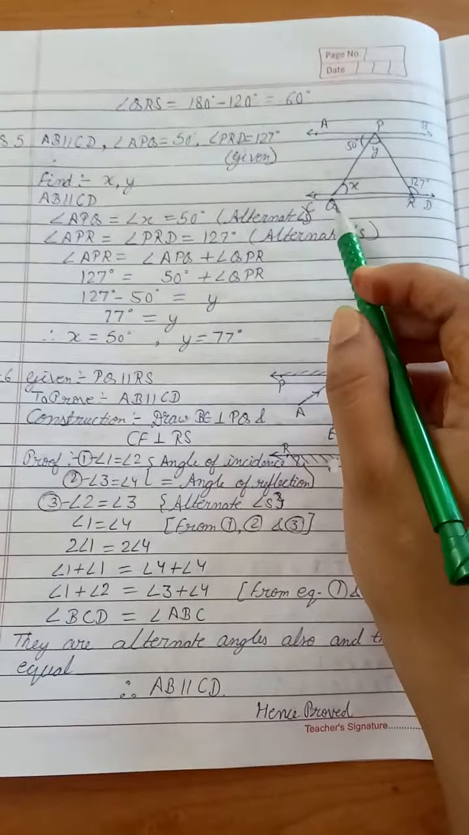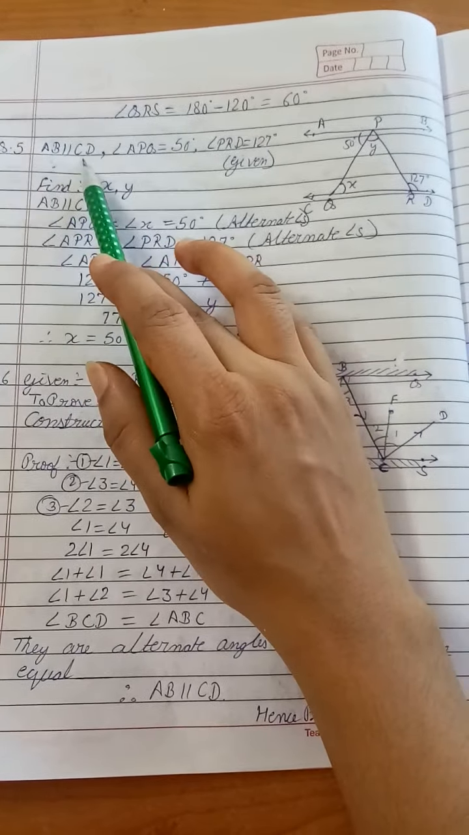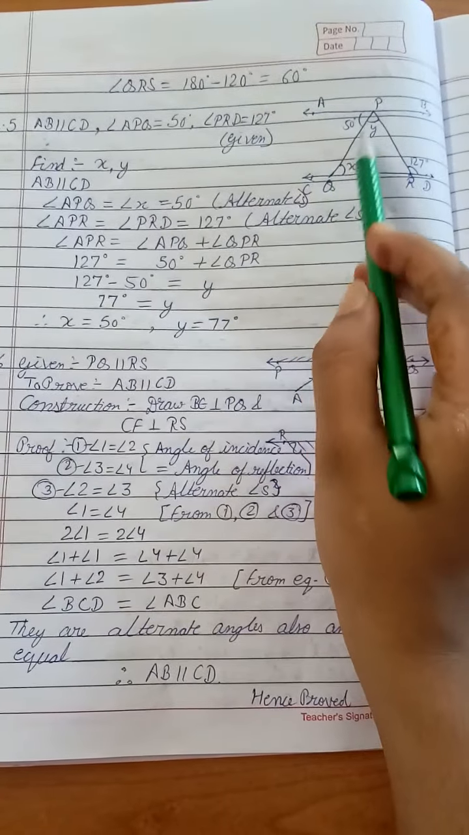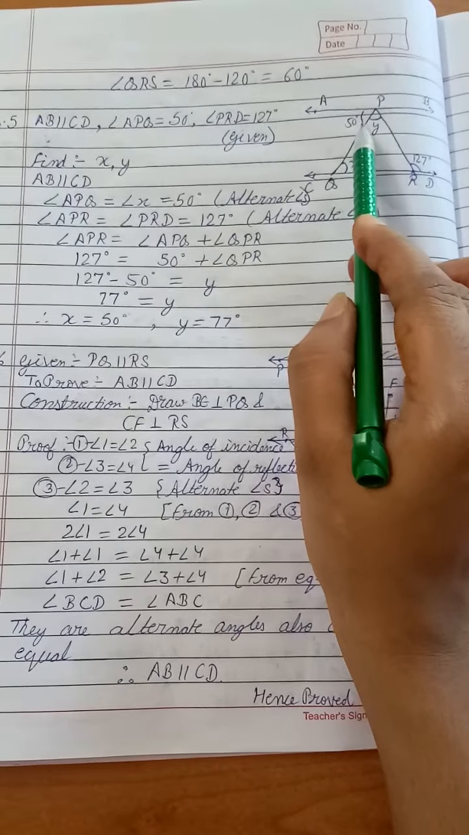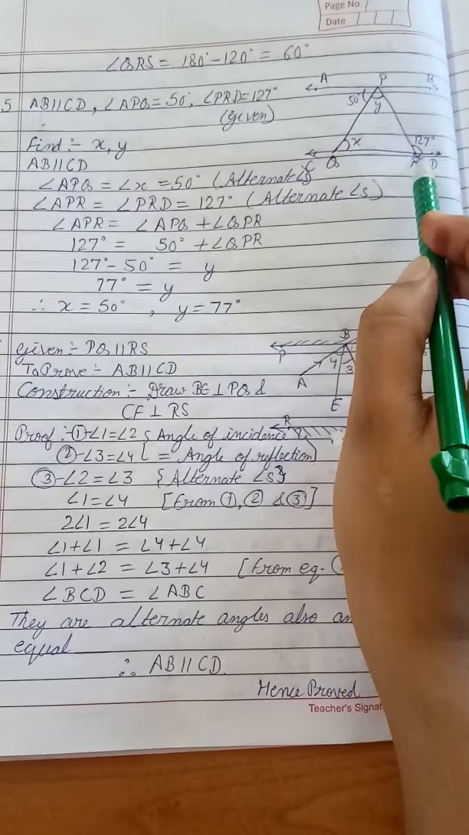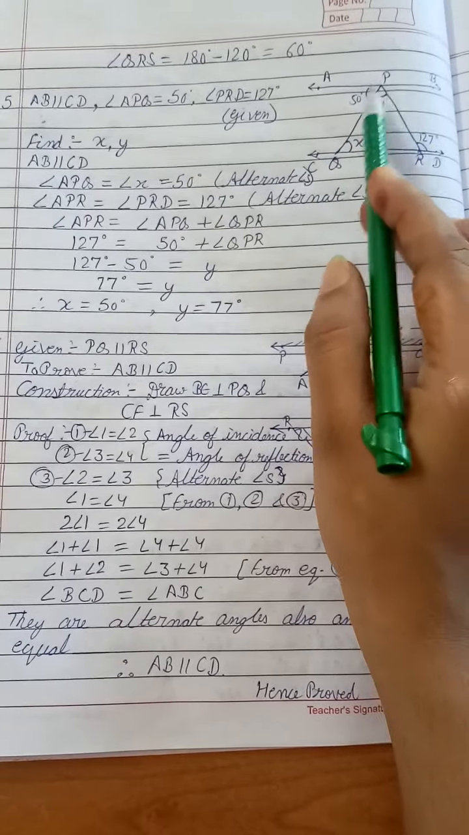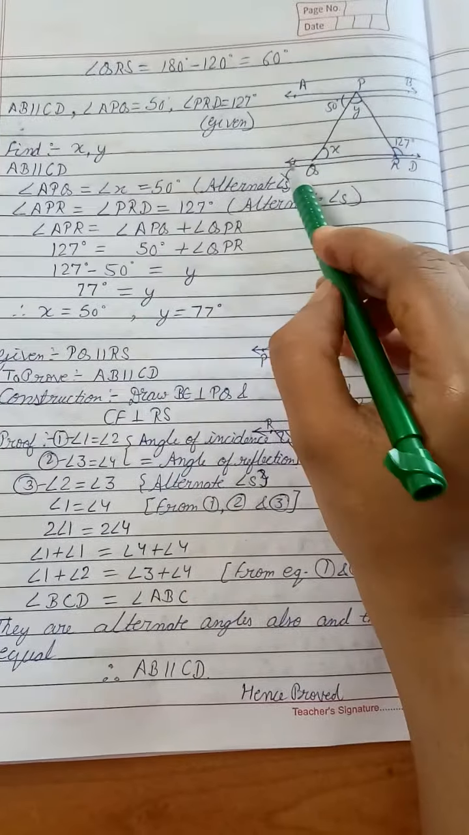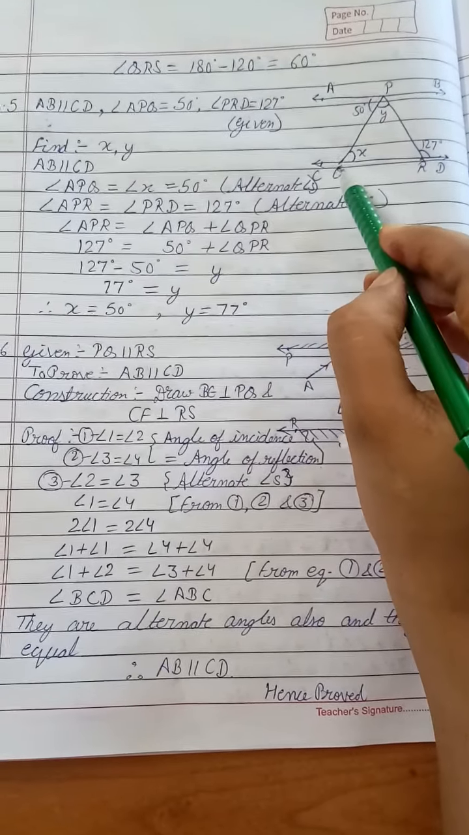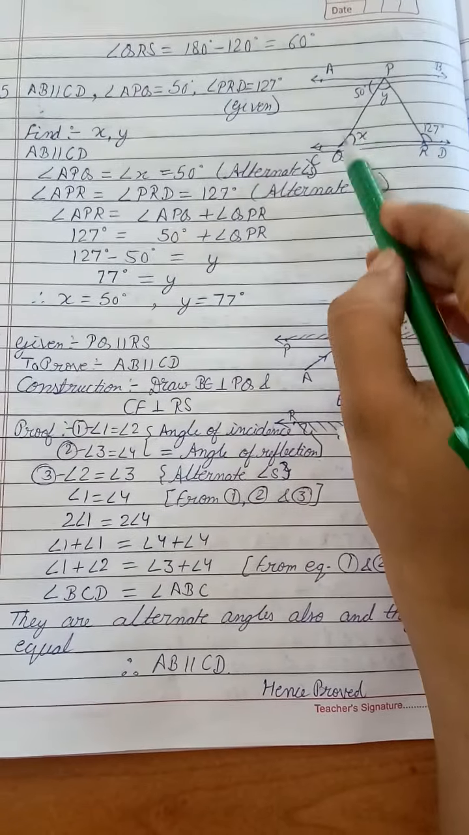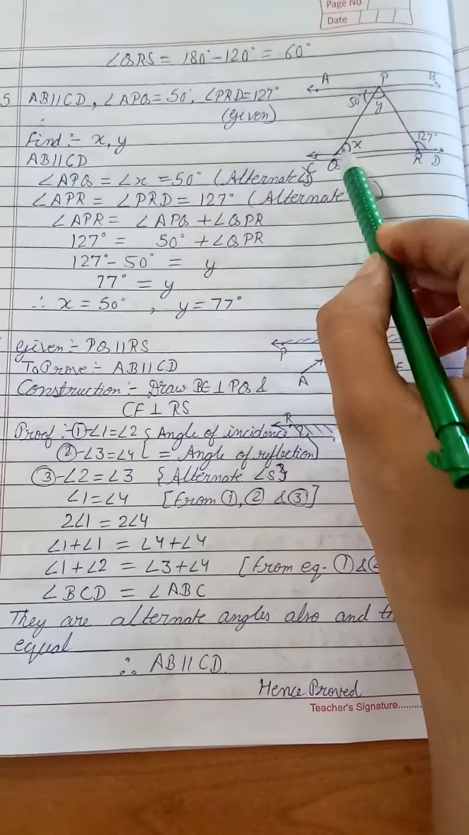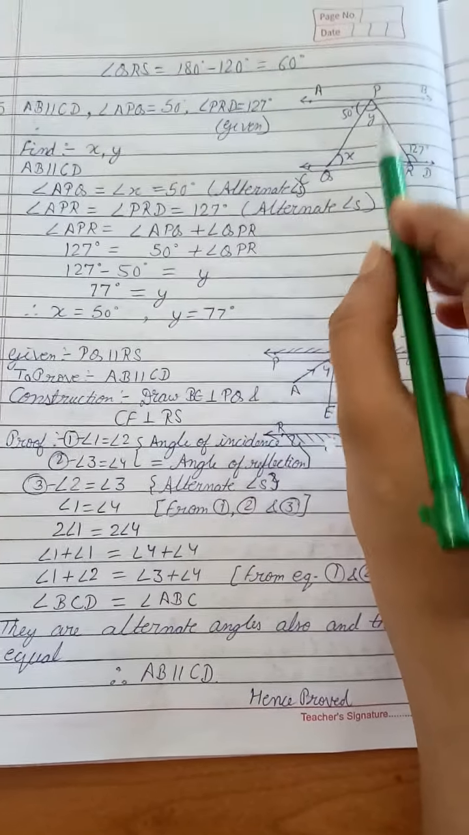Now in question 5, it is given AB is parallel to CD. This line is parallel to this line, and APQ is given to us as 50 degrees and PRD, this angle, is given to us as 127 degrees, and we have to find the values of X and Y. As this line is parallel to this line, angle APQ will be equal to this angle X, because these two are alternate angles. So this is 50 degrees, so the value of X will also be 50 degrees.